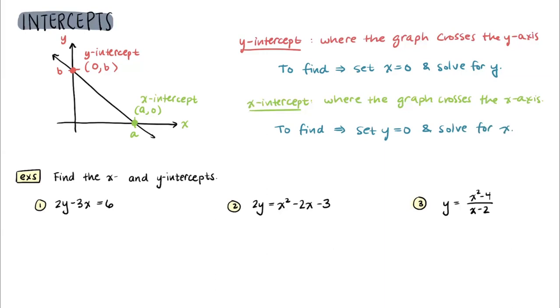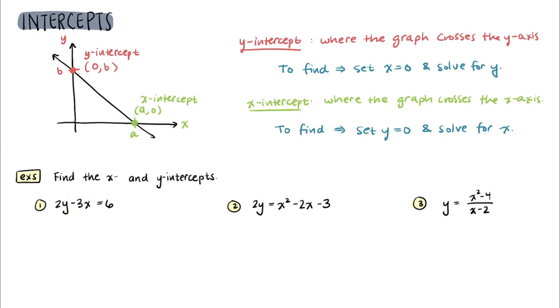Okay, so let's look at example number 1, which is 2y minus 3x equals 6, and we're going to find the x and y intercepts. I hope you look at this and can tell that because we have an exponent of 1 on the x and y, this is going to be a line if we were to graph it. So we'll have at most one intercept for each x and y.